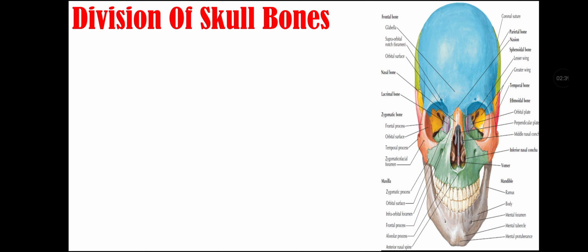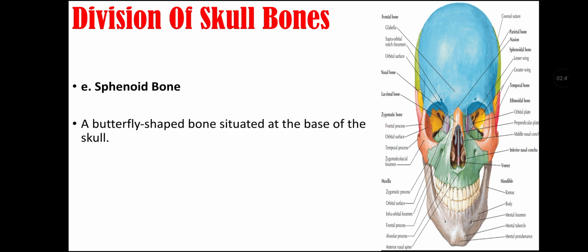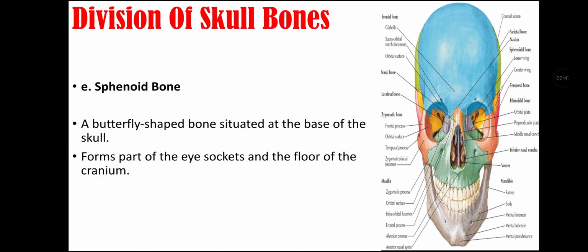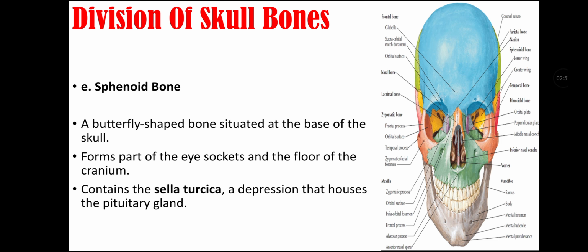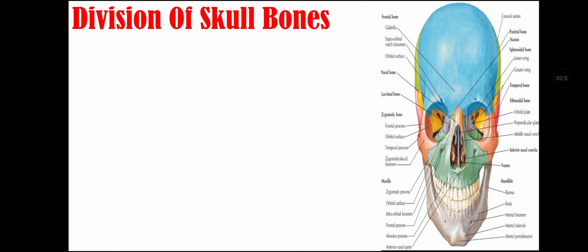The next cranial bone we have is the sphenoid bone. It is also an unpaired bone. It is a butterfly-shaped bone that is situated at the base of the skull. It forms part of the eye sockets and the floor of the cranium. It contains the sella turcica, that is a depression that houses the pituitary gland.